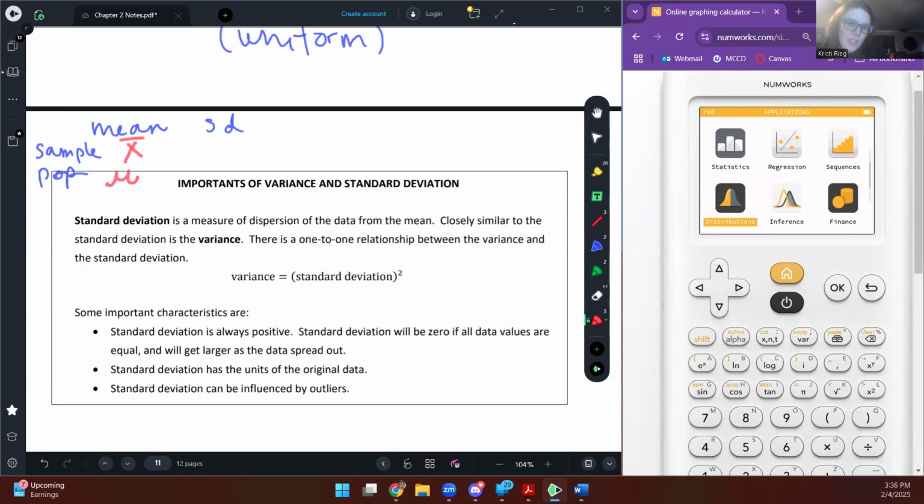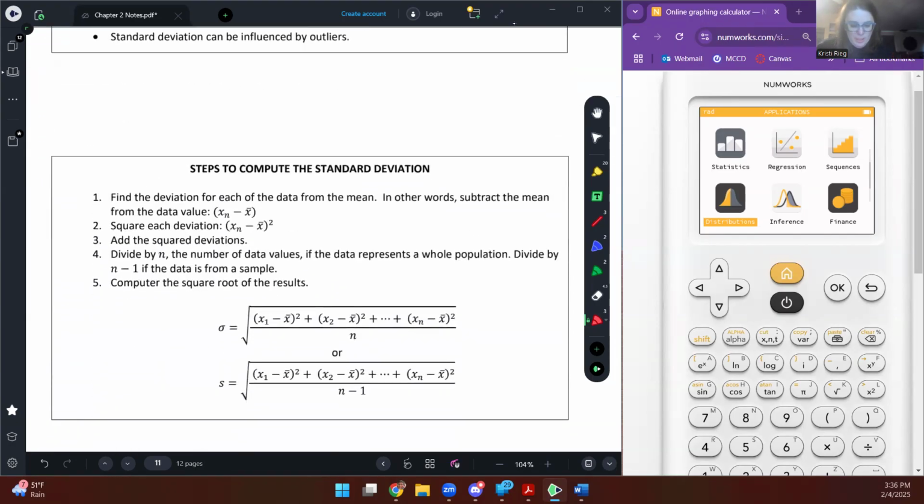For standard deviation, the sample is s, because samples always use letters from the alphabet. So x bar and s are both letters from the alphabet, whereas the population standard deviation is going to be a Greek letter. This is a lowercase sigma, and you can see the sigma typed out down here. You can see we have the sigma and the s. This one is for the population, and this one is for the sample.